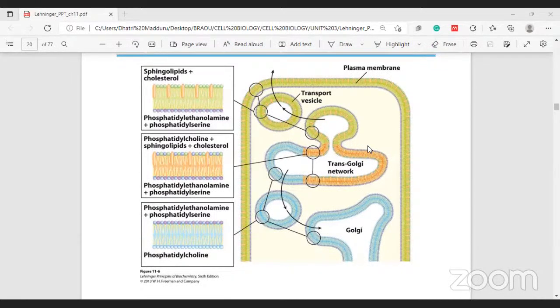So what is the membrane composition? How does it look? Here you can see sphingolipids and cholesterol present in the outer leaflet, and phosphatidylethanolamine and phosphatidylserine are present in the inner leaflet. So these are different combinations. Phosphatidylcholine, sphingolipids and cholesterol are present outside, and phosphatidylethanolamine and serine will always be inside. And if this comes outside, as you can see here, then that will trigger the signals. Okay.